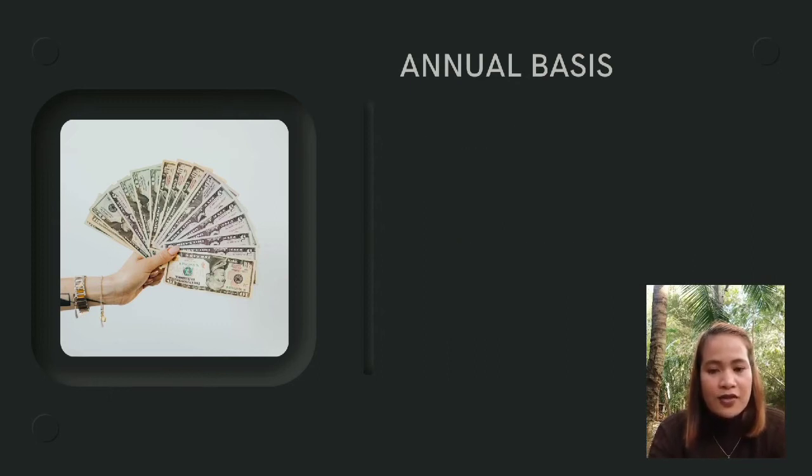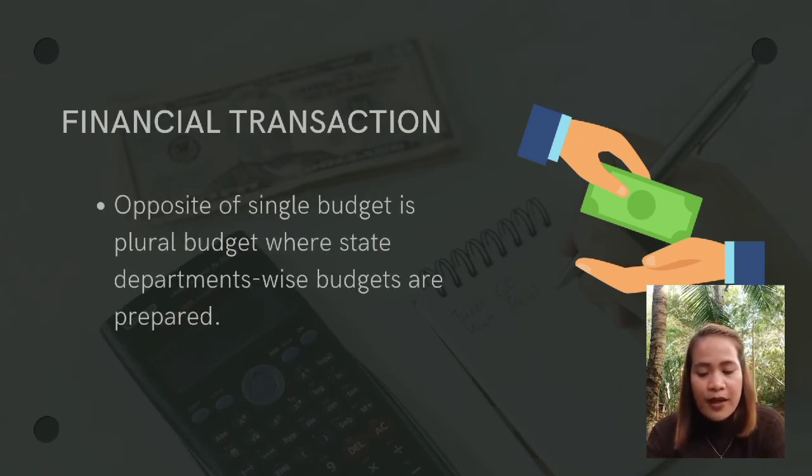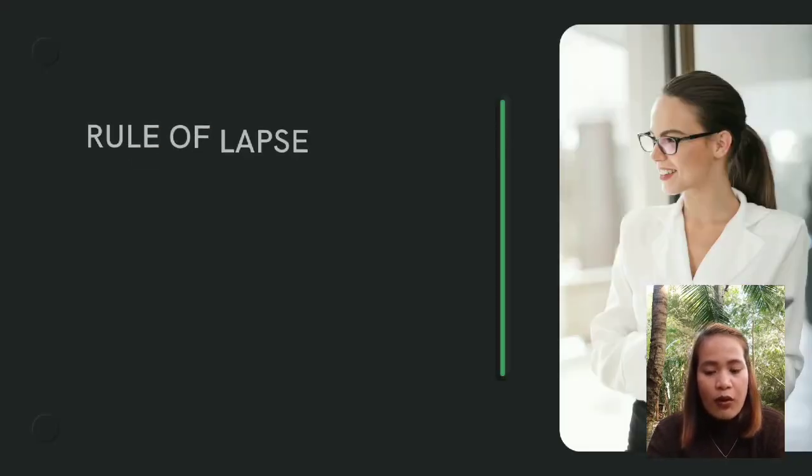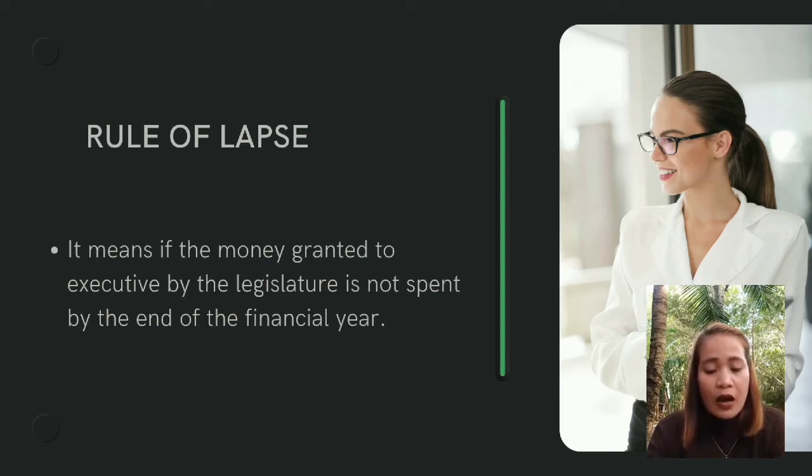Fifth one is financial transactions. Opposite of single budget is plural budget, where state department-wise budgets are prepared. The sixth one is roll of blocks. It means if the money granted to the executive by the legislator is not spent by the end of the financial year, the balance should be returned to the treasury.